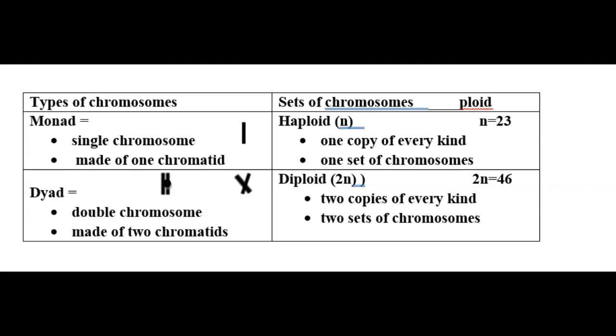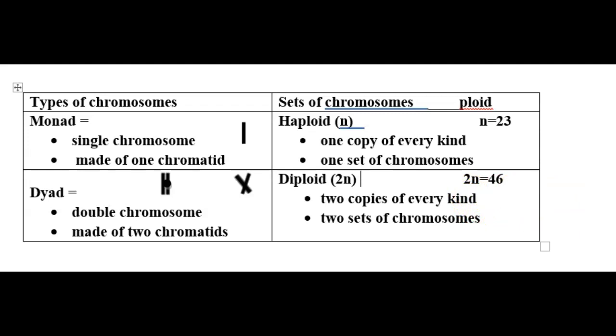One set of chromosomes. Diploid, dis, two. Notice how we're going to write it: 2N. If there are 3 copies of every kind, how would we write it? 3N. So diploid, 2 copies of every kind, 2 sets of chromosomes. In humans, our total amount of chromosomes in our somatic cells are 46. So notice we're going to write 2n equals 46. That is our diploid number.